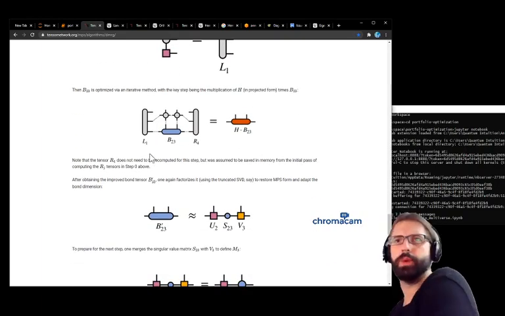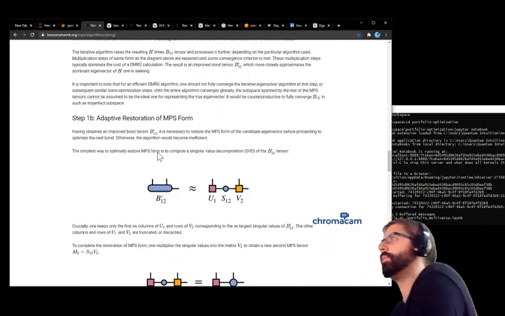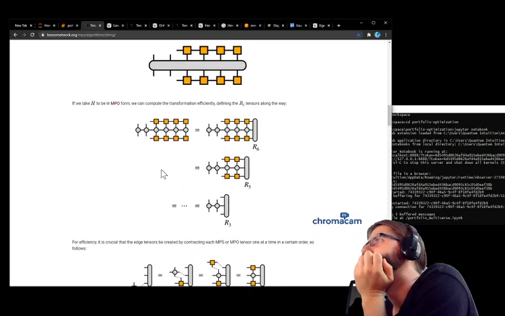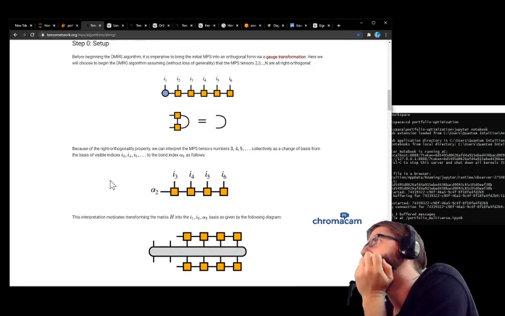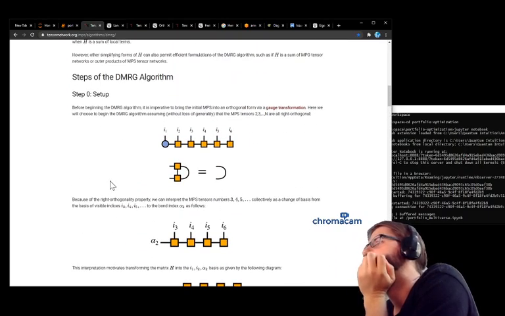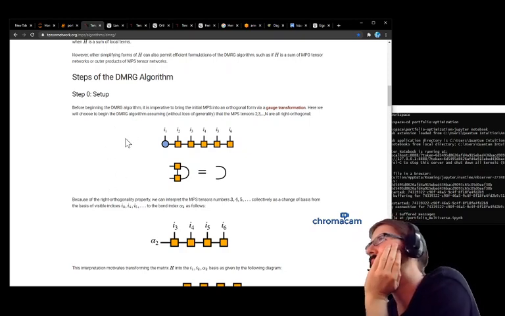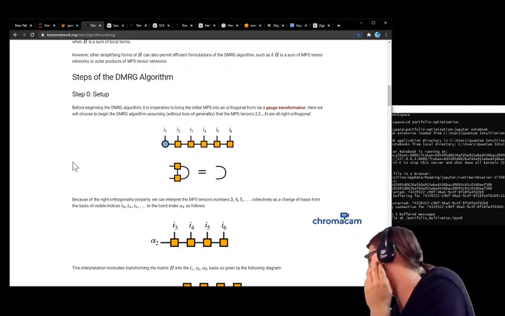I have no idea what this is. Okay, so what are we doing here? Actually, that's interesting because I absolutely have no idea how to even get started. But let's try to see if we can get started with step zero, at least.